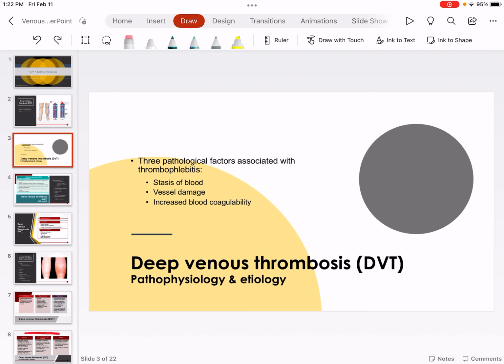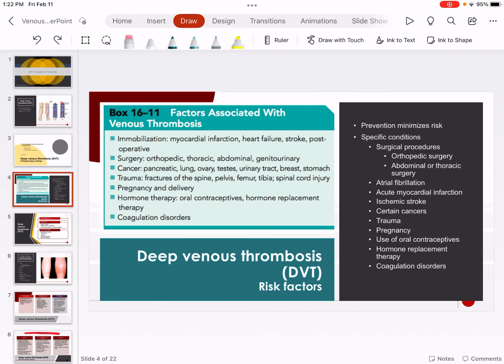Okay, so risk factors for a DVT. Really anything that would cause one or more of those 3 factors. So if someone's not as mobile, like they're sick or they had a surgery and they're not up and walking around like they normally would be, that increases their risk of blood clot formation, particularly DVT.